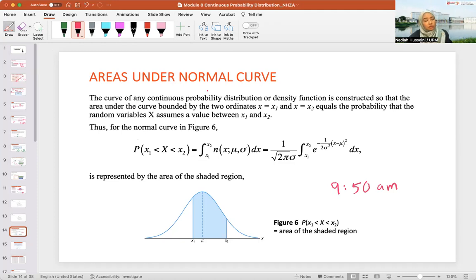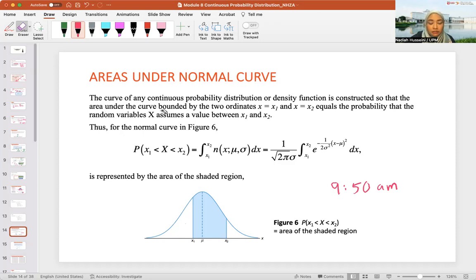The area of any continuous probability density function is constructed so that the area under the curve is bounded by two ordinates, x equals x1 and x equals x2. Previously we talked about interval A and B. Here they describe it as x1 and x2. And x1 and x2 don't have to be on either side of the mu. Sometimes your x1 can be here and your x2 can be here, or your x1 can be here and x2 can be here. It doesn't really matter. It's just an interval. The mu doesn't have to be within the interval.